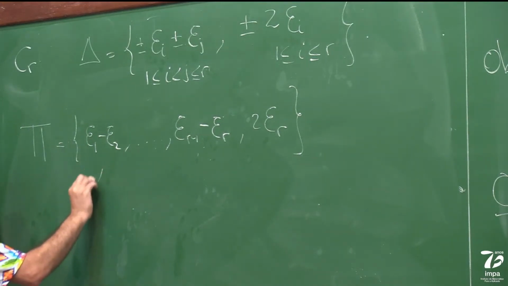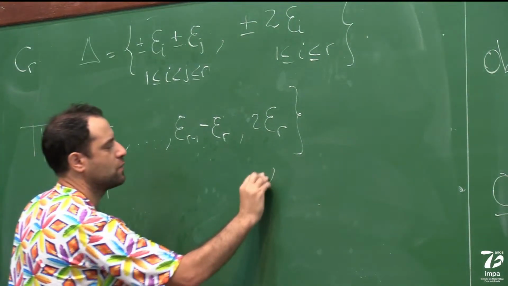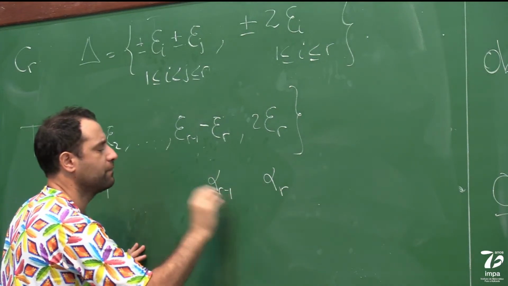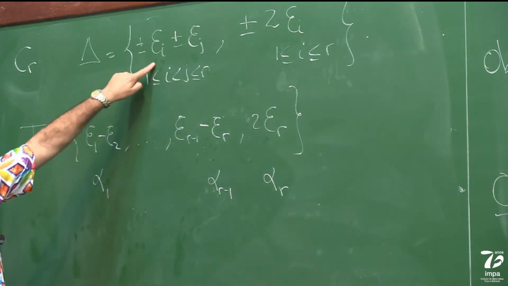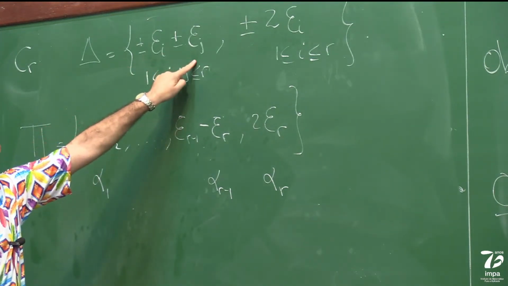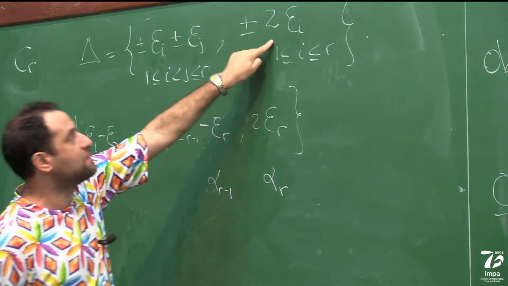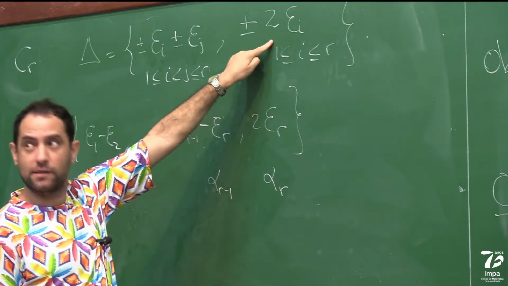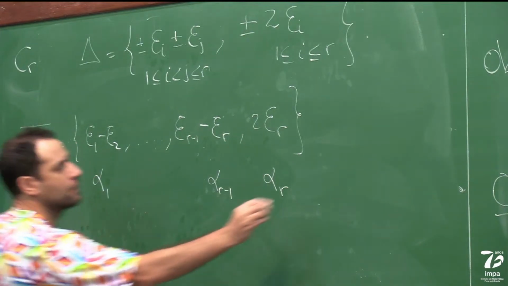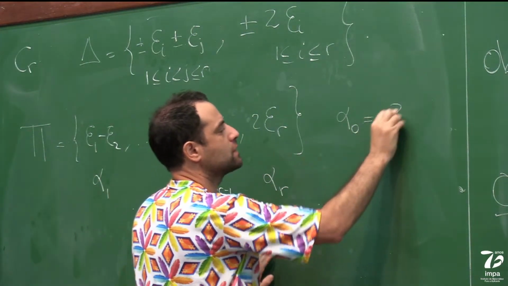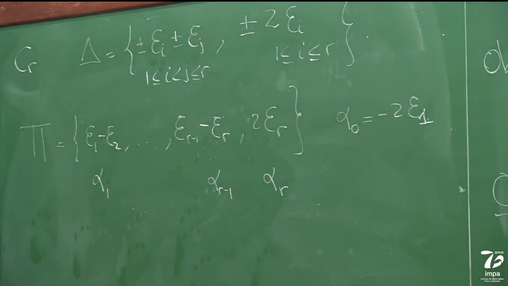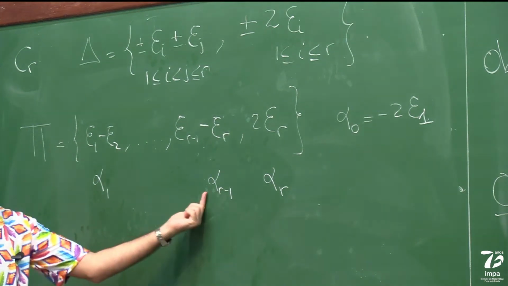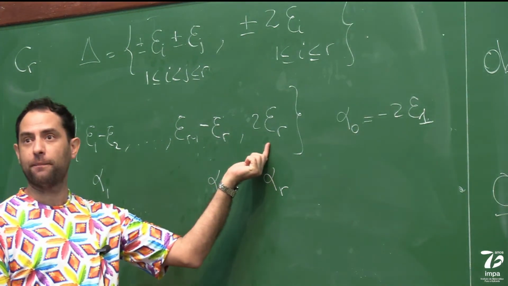So this is alpha 1 up to alpha r. This is alpha r minus 1. What is the largest root? Well, in principle, before we took epsilon 1 plus epsilon 2. But now, epsilon 1 plus epsilon 1 has a larger f. So that's the largest root. So alpha 0 is equal to minus 2 epsilon 1. All right, so now the square length of the roots are 2 for all of these guys and 4 for this guy.